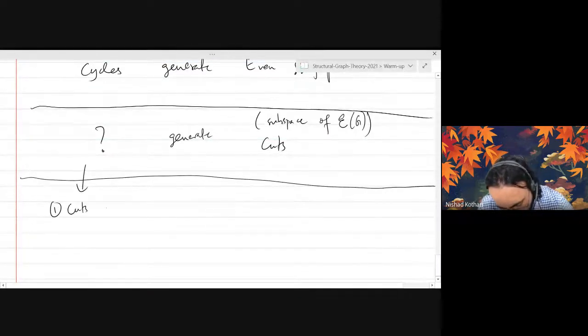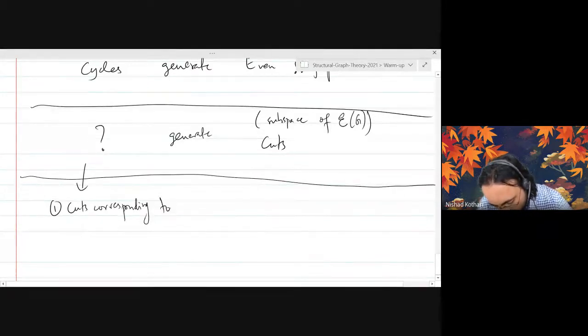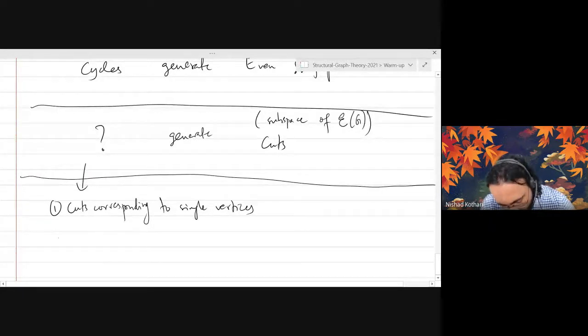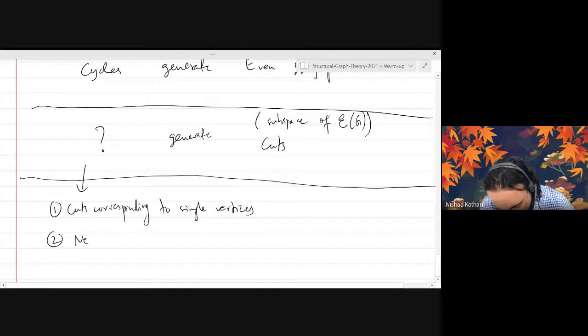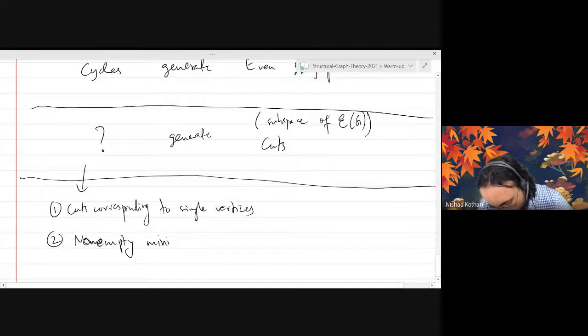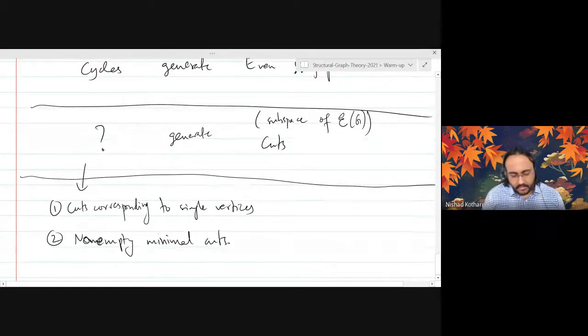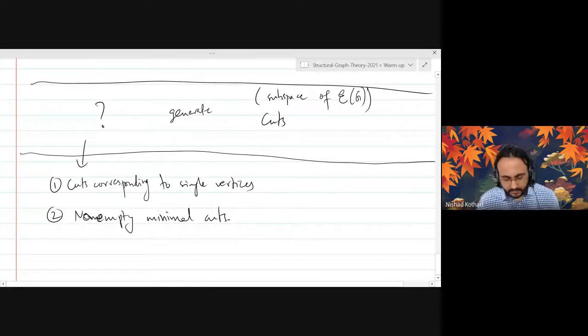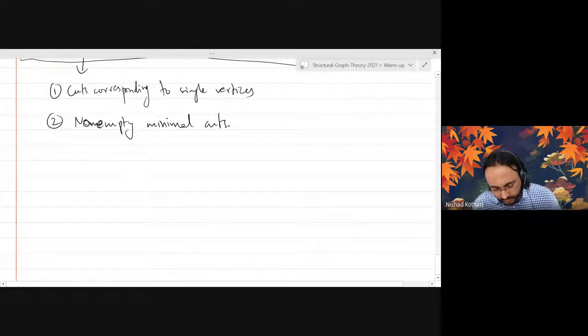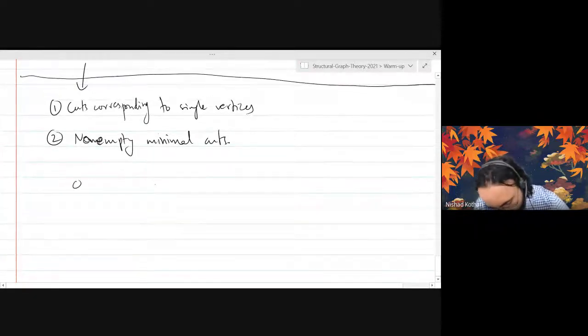So one answer is cuts corresponding to single vertices. And the second answer is non-empty minimal cuts. Okay, so let's talk about each of them one by one. So cuts corresponding to single vertices, what does this mean? So let's take a graph.